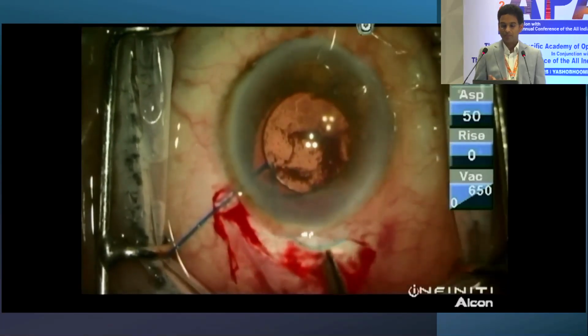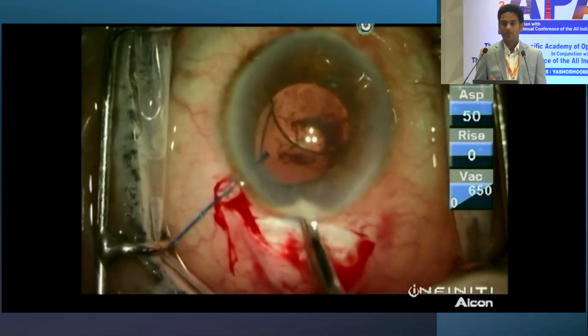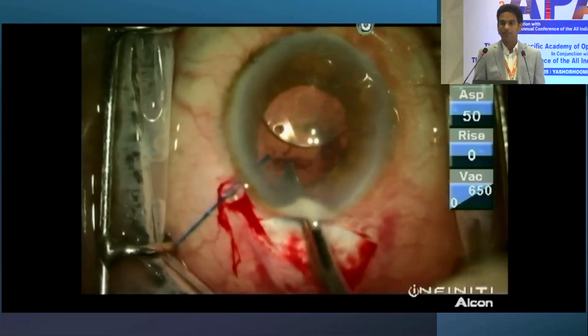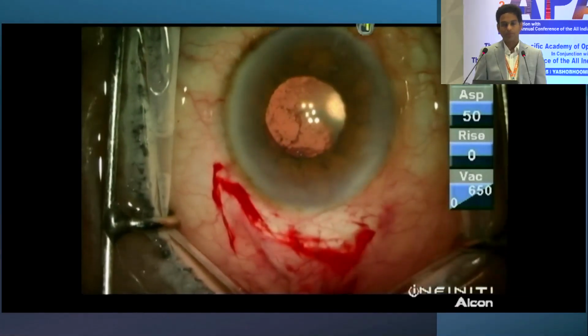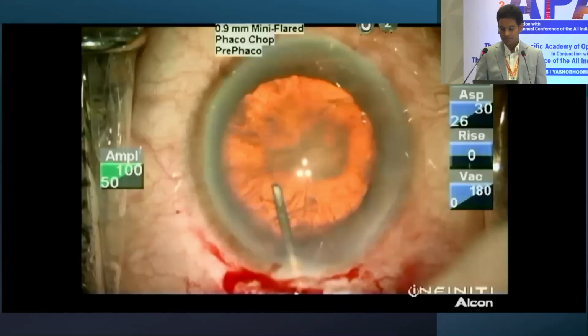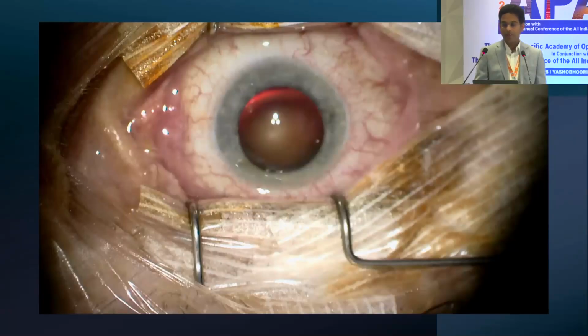And again, when there is a CTR, always strip the cortex tangentially and not radially, because then it's easier to come out. And best is to put a 3-piece lens in the sulcus. This is of course when you do it with mild degrees of zonular dialysis. But this is a case where I am doing this.